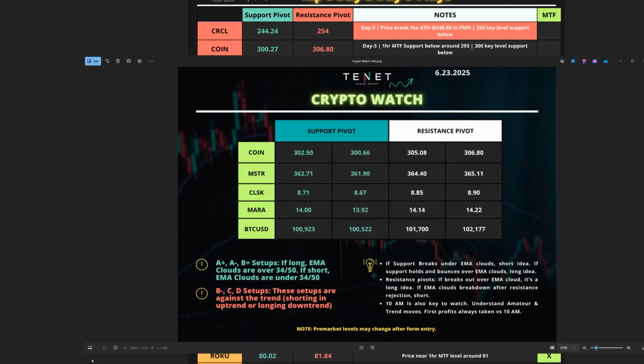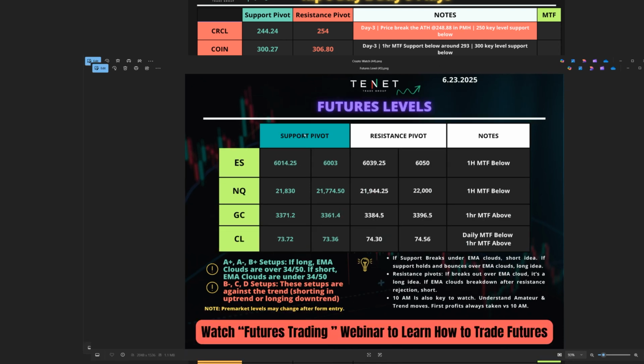We also share crypto levels in the pre-market. Anybody who wants to trade crypto stocks can trade those with those levels, using the Ripster EMA Cloud System. You can pause the screen and take a look there. We also provide futures levels. We trade futures in the community with the Ripster EMA Cloud System. I show you the examples all the time, how we trade that. You can pause the screen and take a look. I did a futures webinar as well with the team.